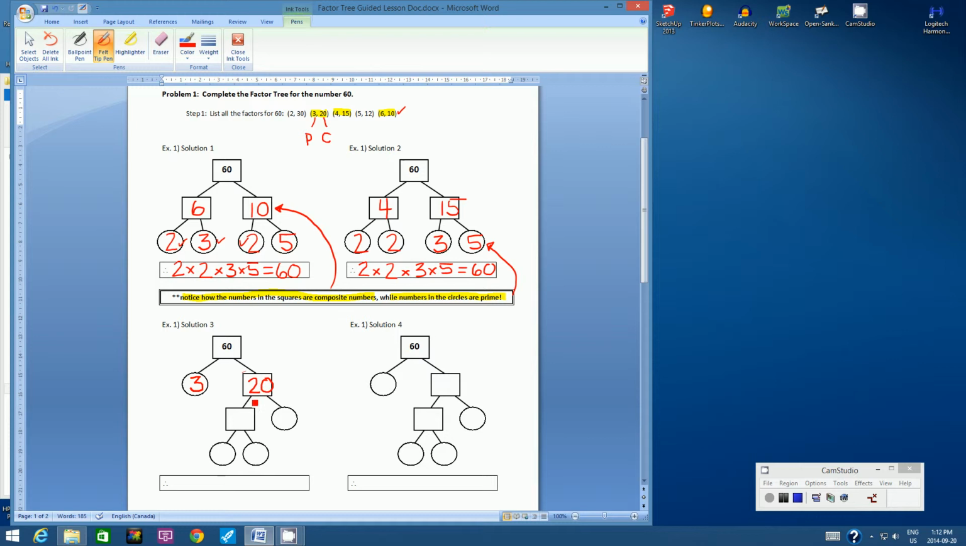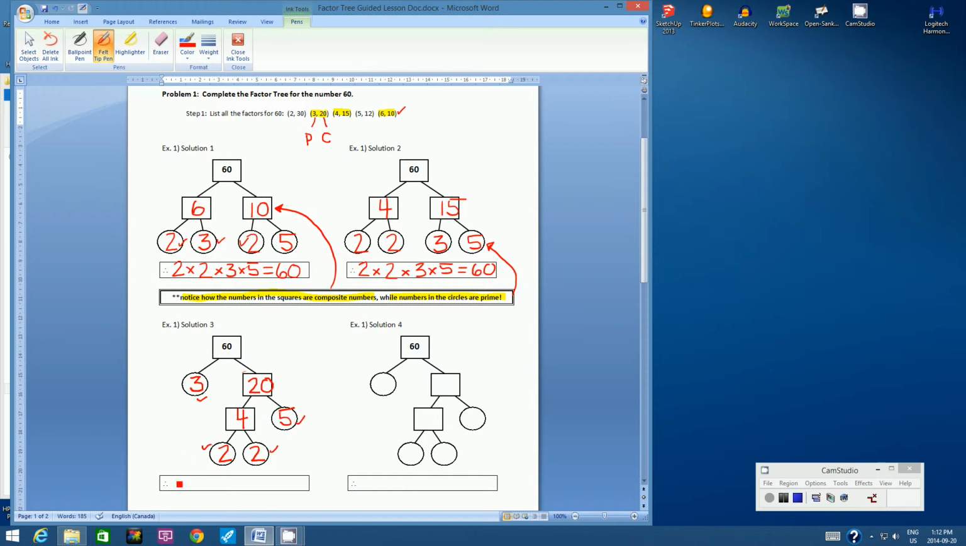Now, 20 can be broken down into a composite number. Remember, squares are composite numbers, and circles are prime numbers. So how about I choose 4 and 5. 4 times 5 equals 20. Now I can break down the 4 into two prime numbers, 2 times 2. All right, so I've got 1, 2, 3, 4 prime numbers ending my tree.